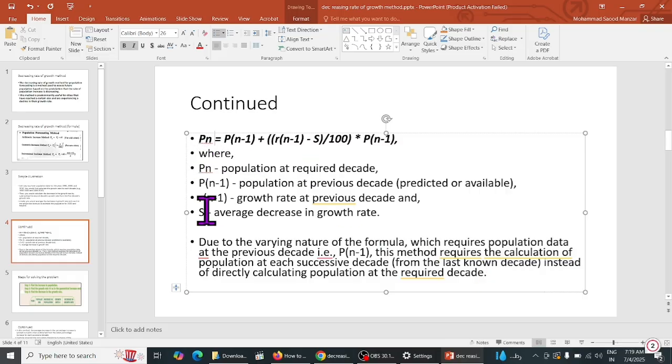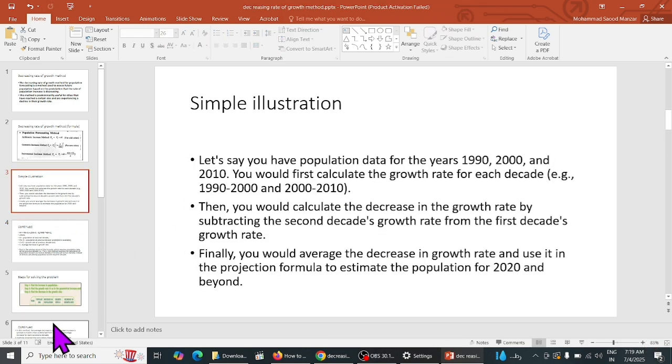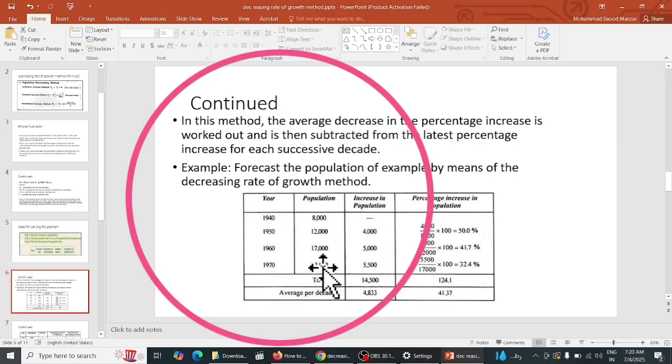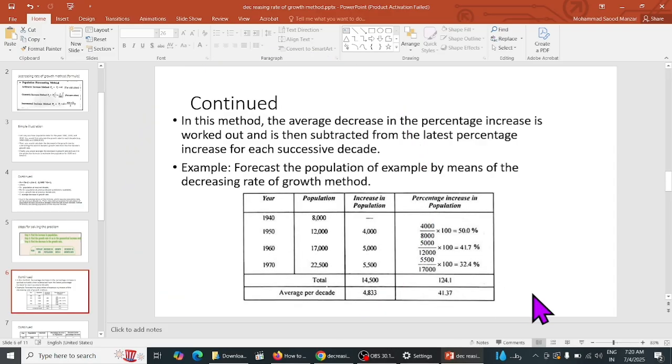Now let us solve a simple problem. In this problem, the average decrease in the percentage increase is worked out and then subtracted from the latest percentage increase for each successive decade. Now forecast the population of the given example by the use of the decreasing rate of growth method. You can see at 1940 the population is 8,000, then 12,000, 17,000 and 22,500, as you saw in my earlier videos.